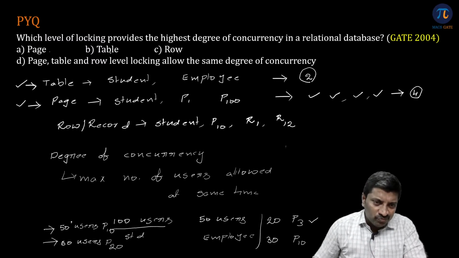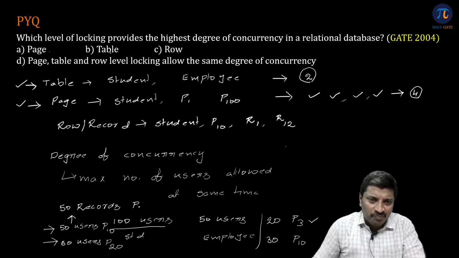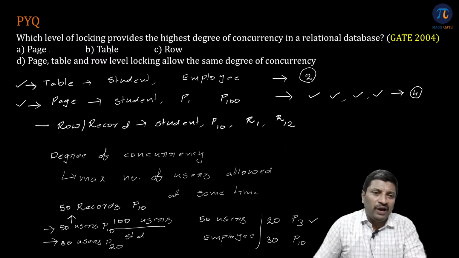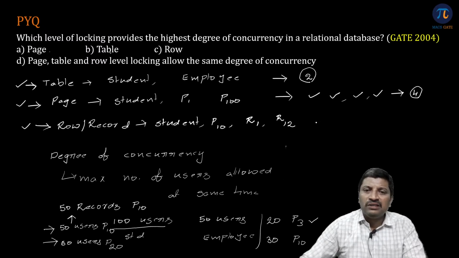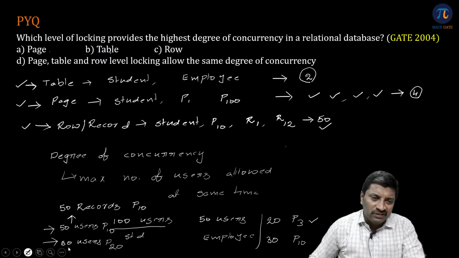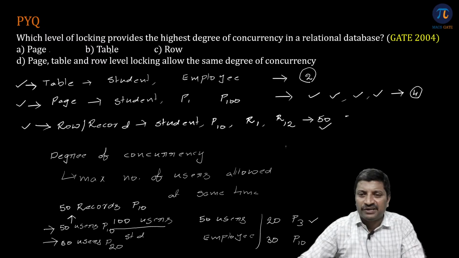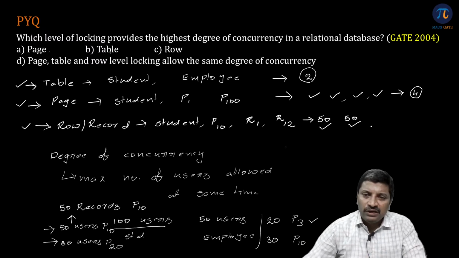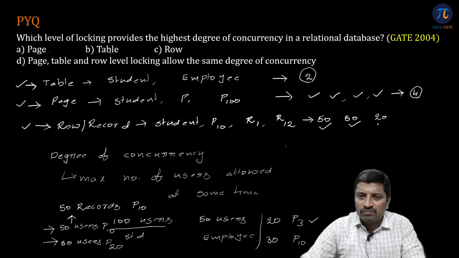Now, let us assume these 50 users are working on 50 records in the same page 10. If you allow at record level, all the 50 users can be allowed at the same time. Similarly, if the remaining 50 users are accessing different records, all the remaining 50 also can be allowed. In the same way, I can allow the 20 users and the 30 users.